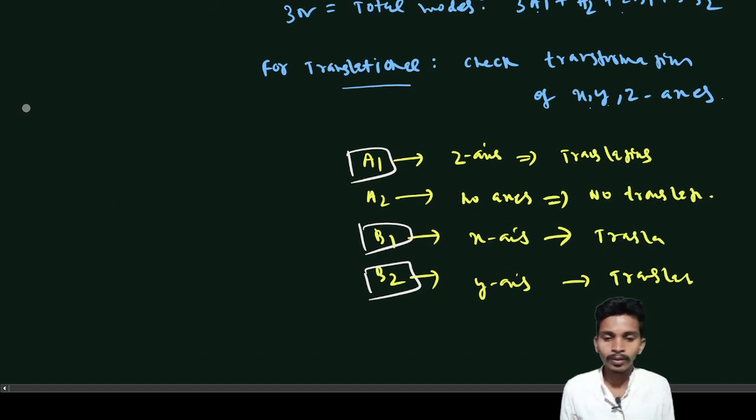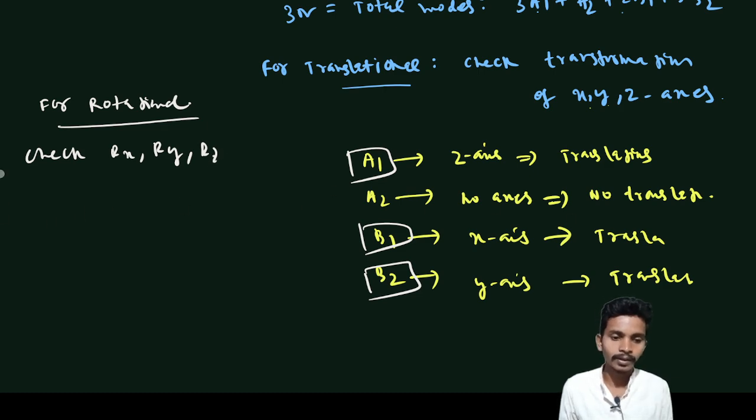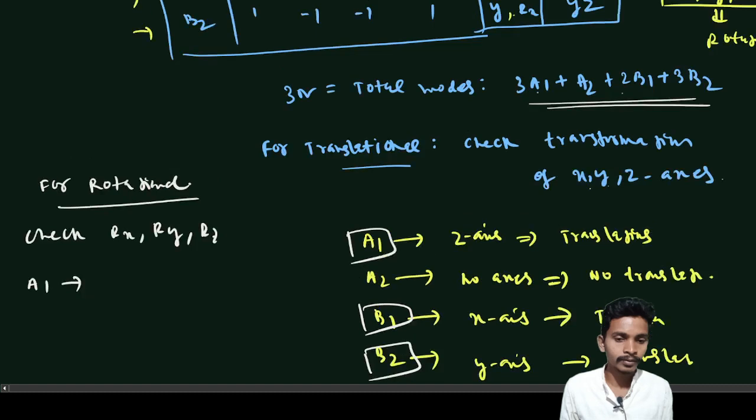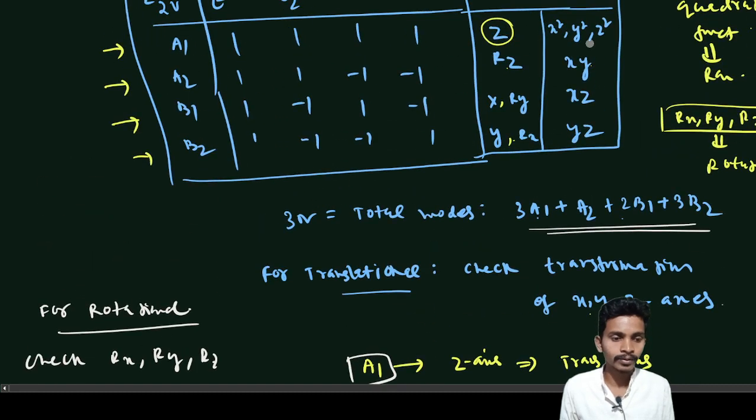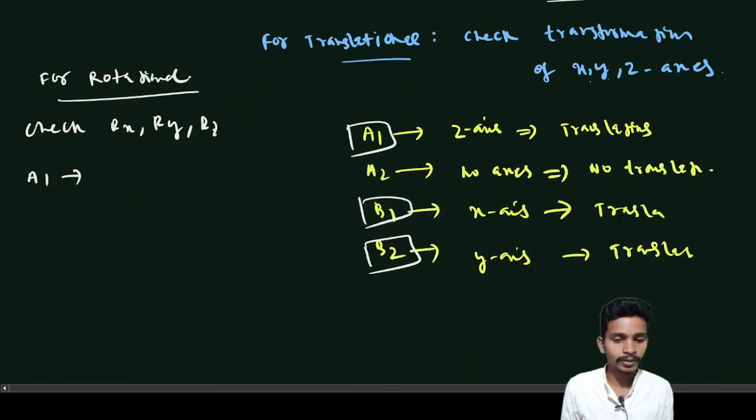Okay. Similarly, we will go for rotational. For rotational, what you will check is Rx, Ry and Rz. First we will go through all of these one by one. This whole set of modes we will check. So A1. For the A1 case, not there. Z axis is there, but Rx, Ry, Rz are not there. So this has no rotational.